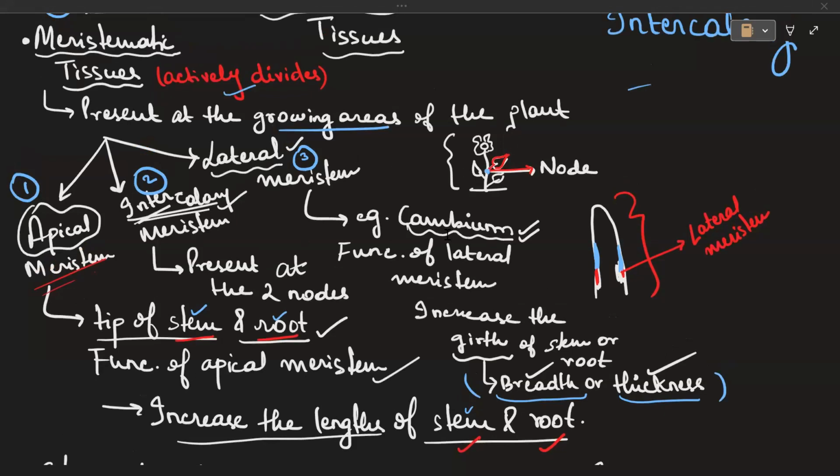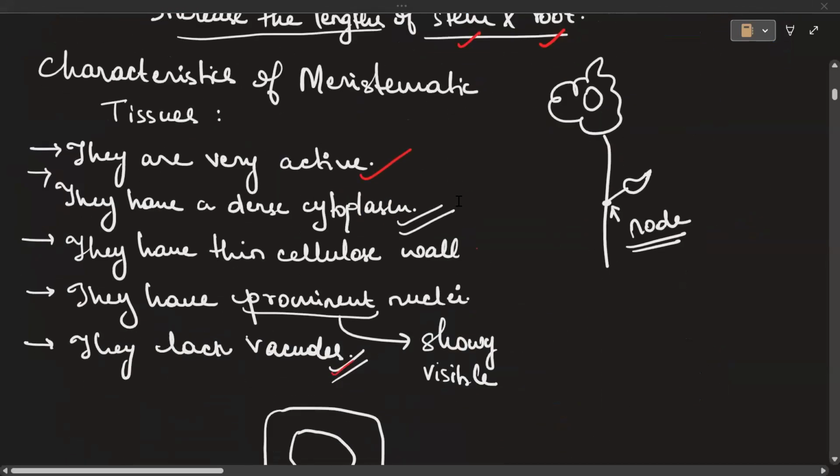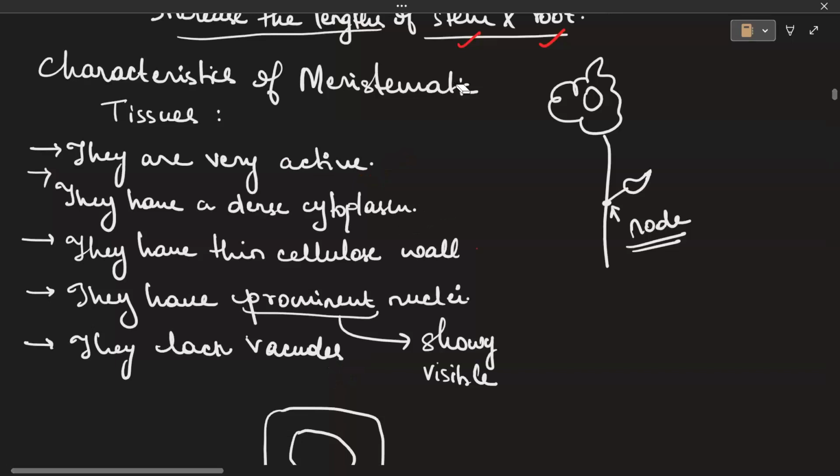Yes, ma'am. Okay. Now let's talk about the characteristics of meristematic tissue. Now see, meristematic tissues are very active. And active in what? What do you think, Arya? Division, not movement. They are active in division. They divide a lot. Anywhere meristematic tissue is present, they keep on dividing. So they are very active.